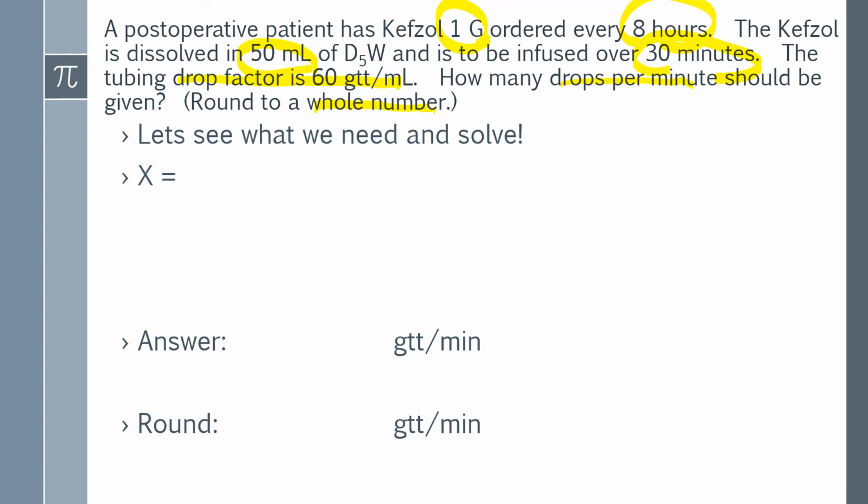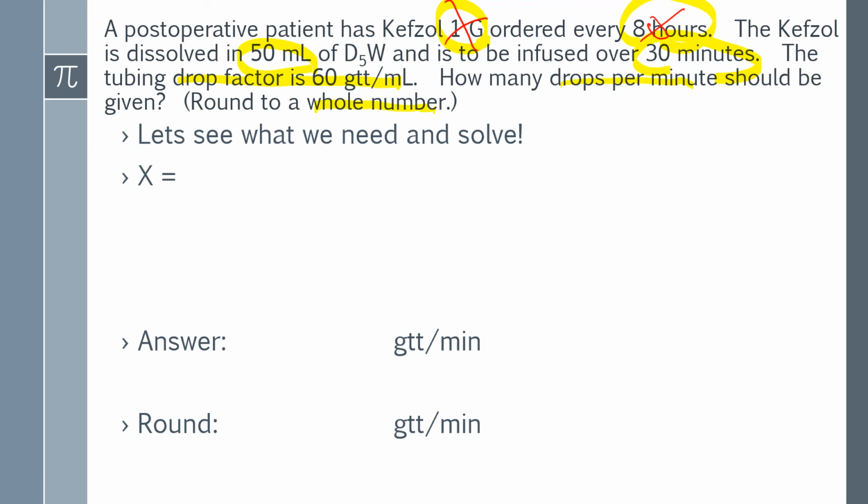But the pharmacy is going to send it already done up for you in a 50 milliliter bag. And then they're going to tell you it needs to be infused over 30 minutes. That's kind of how it's going to work in practice. So when you're looking at your dosage question, I don't need this gram and I don't need this 8 hours.